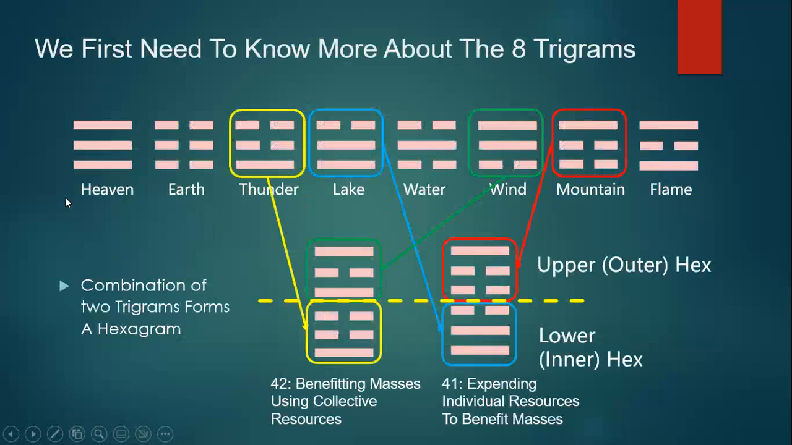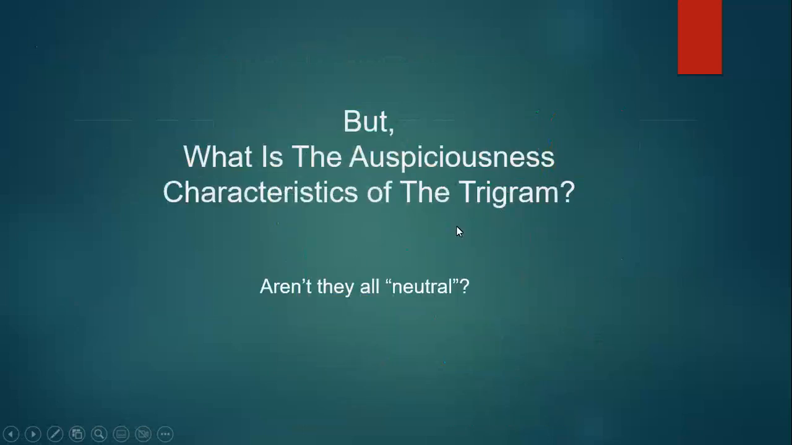We all know that I Ching started out with 8 basic trigrams: the heaven, earth, thunder, lake, water, wind, mountain, and flames. And it's the combinations of these 8 trigrams that form 64 hexagrams. They are formed by having one trigram on the upper hexagram and one trigram on the lower hexagram. And the book of I Ching has a definition or interpretation of all 64 hexagrams. But there is no specific interpretation of the trigrams themselves.